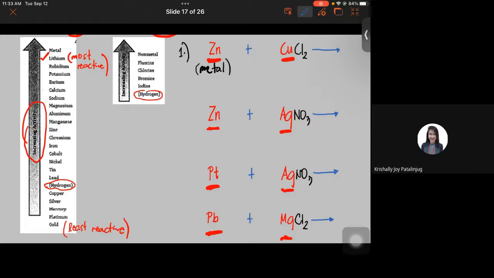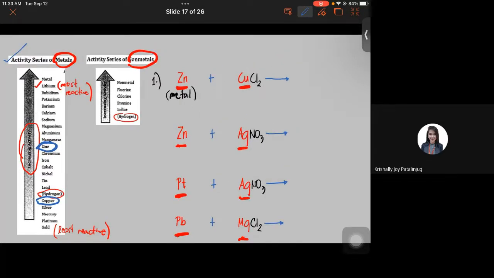Yes. Because look at the order. Zinc is more reactive than copper. So that's the use of this reactivity series. You should be familiar with this order. So it is possible for it to displace. Therefore, when it kicks out the copper, copper is now the single element. So we form on the product side a metal, copper.